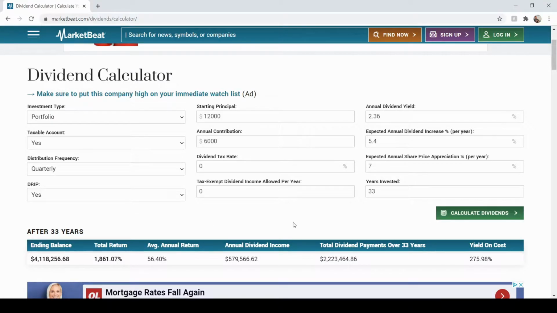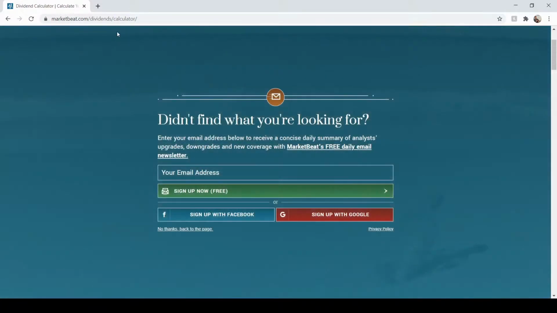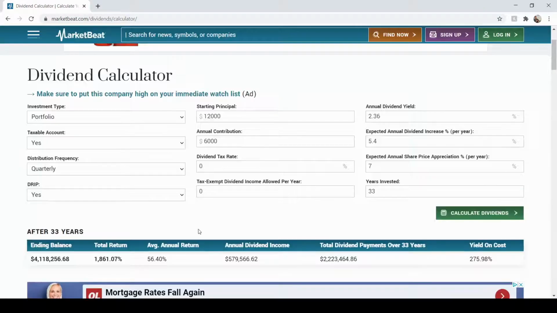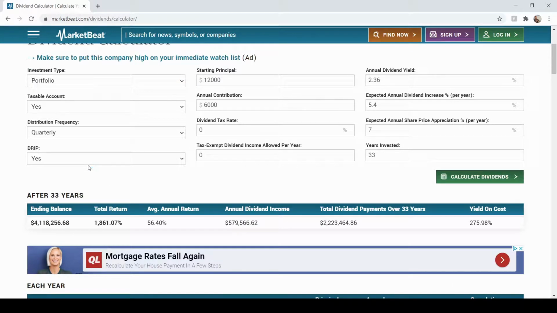This is a dividend calculator by MarketBeat, so you guys should definitely check it out and play with it, because that is an awesome calculator that I spend way too much time looking at. So you have a portfolio. Most dividends are paid quarterly. We are going to dividend reinvest.